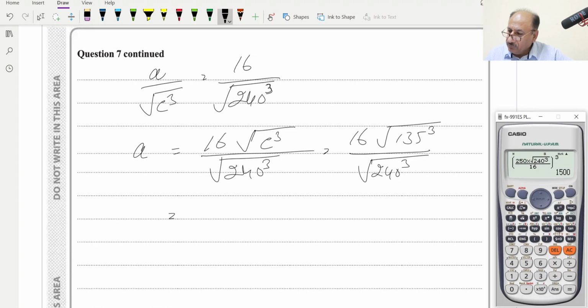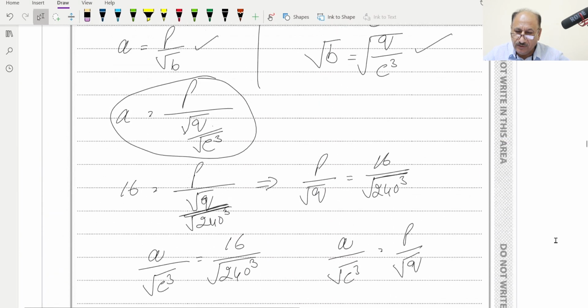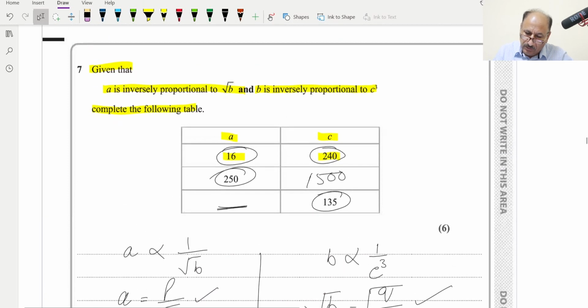With the calculator we can take the fraction 16 and multiply by square root of 135 raised to power 3 over square root of 240 raised to the power 3 or cube, and this is equal to what? This is equal to 6.75, and this value will be for A, which we can fill over here. This will be 6.75.